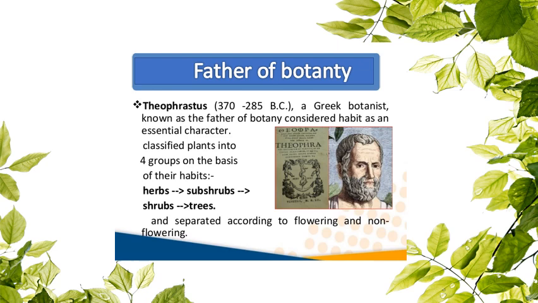So now we'll discuss a brief history regarding the classification of plants. First of all, we have Theophrastus, a Greek botanist, also called the father of botany, and he considered habit as an essential character. For example, he classified plants into four groups on the basis of their habits, like shrubs, herbs, or trees, and somewhat separated them according to flowering and non-flowering plants.